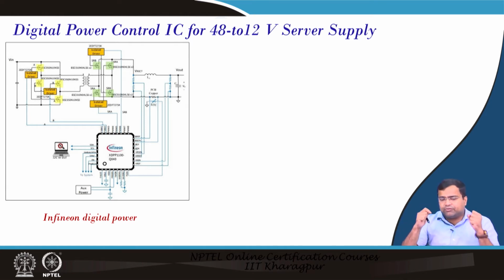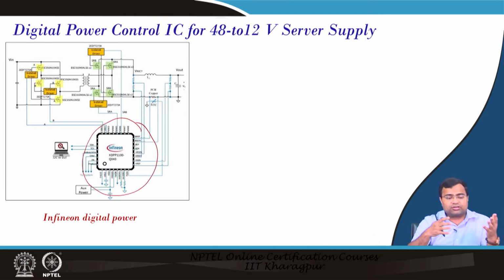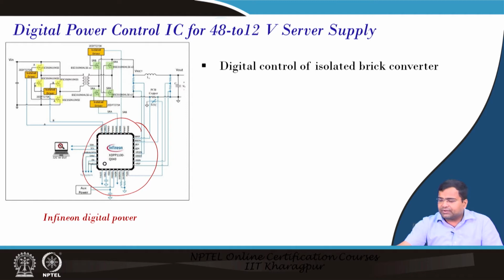So, one of the requirements is 48 volt to 12 volt, and then 12 volt in the downstream side can be a multi-phase converter, a series capacitor buck converter; there are many architectures. I am showing one example of 48 volt to 12 volt using an isolated converter, where the Infineon digital controller IC is used to control this isolated converter. This IC is plug and play, that means digital brick, that means multiple isolated brick converters can be controlled by this IC.